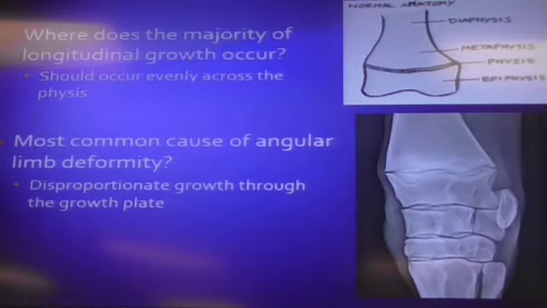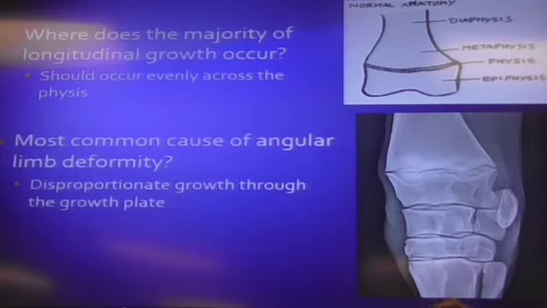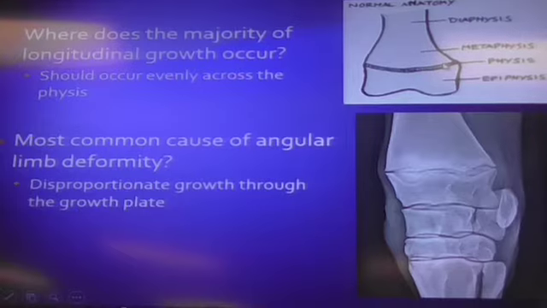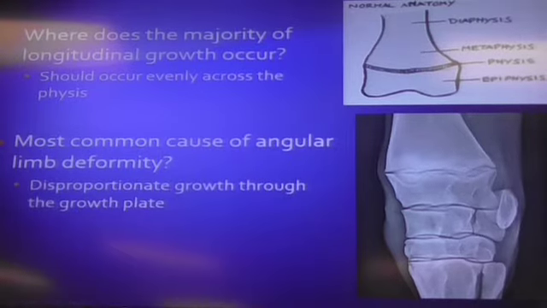So it should appear evenly across the physis. Now, what's the colloquial name of the physis? Growth plate. That tells you something, right? So it should occur evenly across the physis, the same amount on this side as on this side. The reason I talk about this is that there are multiple reasons why you can have angular deformity. The most common one is disproportionate growth across the growth plate. So this side is growing a lot, and this side is growing less, and that just makes it start to turn. If one side is growing more, it produces that angulation.